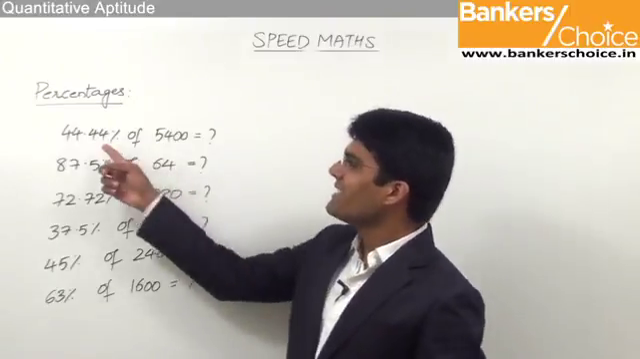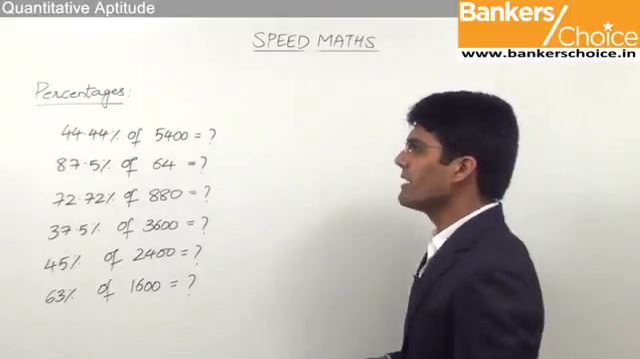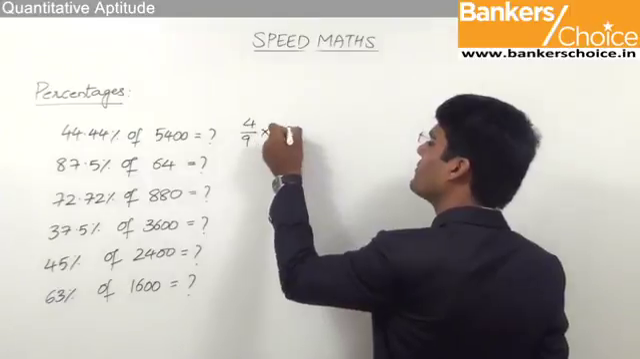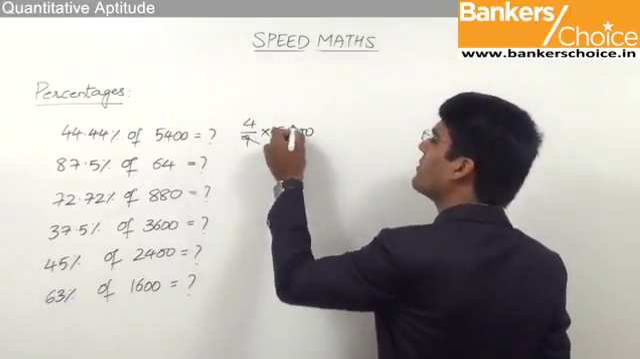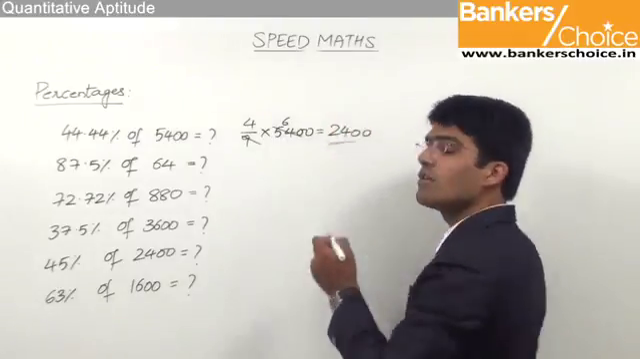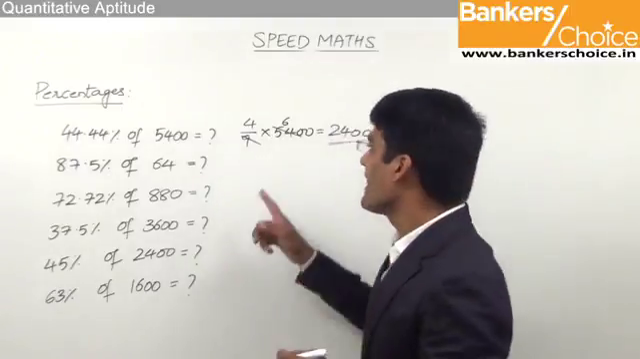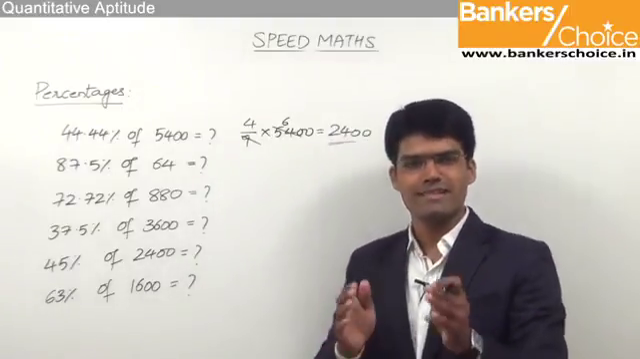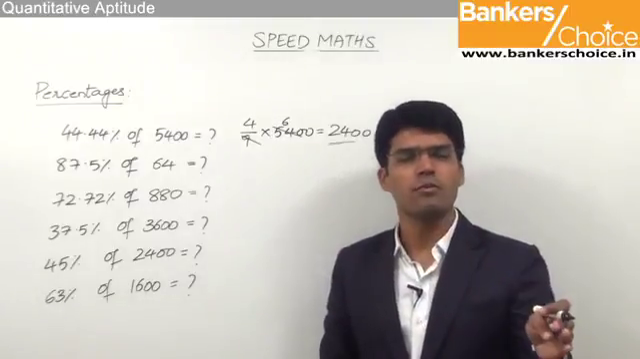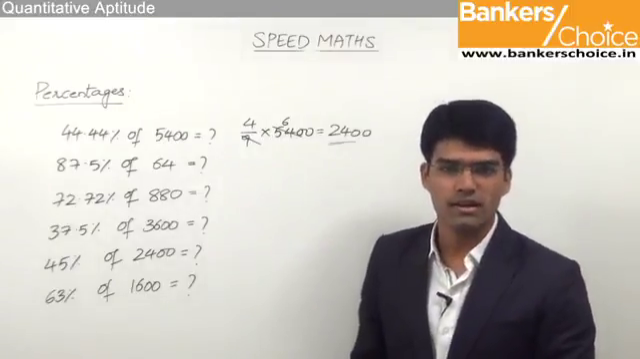The first one, as you can see here, is 44.44% of 5,400. We understand that 44.44% is 4 by 9. So 4 by 9 into 5,400. 9 here goes 6 times. 6 into 4 is 24. So the answer here will be 2,400. And let me tell you friends, if you are good in visualization, writing this step as well is not required. We can simply remember that it is 4 by 9 into 5,400. So 54 by 9 is 6 and 6 into 4 is 24. So the answer here will be 2,400.